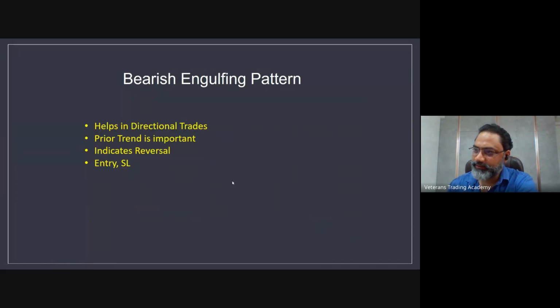So as it was the case of bullish engulfing pattern, the same is the case with bearish engulfing pattern. It helps in directional trade. Prior trend is important, and it indicates reversal. Entry can be at close or next day, and stop loss is again at the high of the candle.